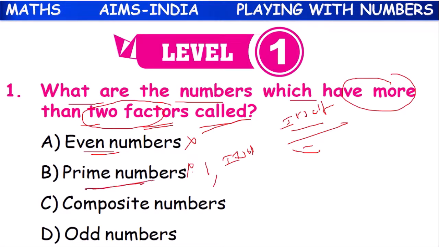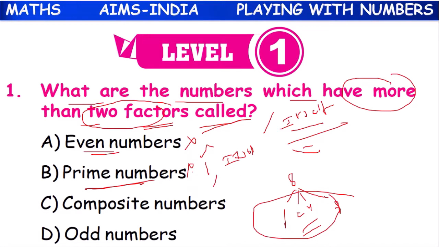So the numbers which are not prime have more factors other than 1 and itself. Suppose 8 is there; along with 1 and itself, it has factors like 2 and 4. These kinds of numbers have more than 2 factors. So composite numbers is the correct answer. Odd numbers means those which are not divisible by 2, which is wrong. So according to the question, the answer is composite numbers. C option is the correct answer.